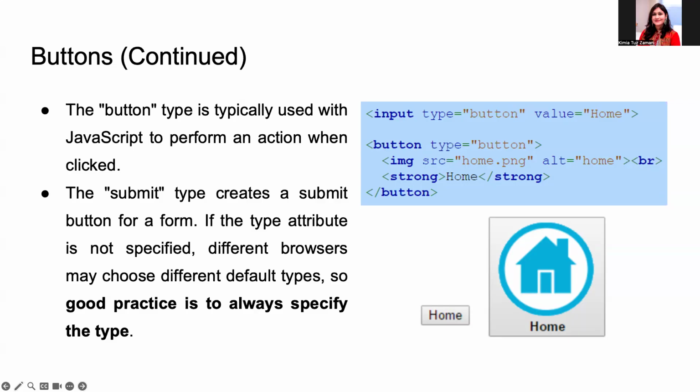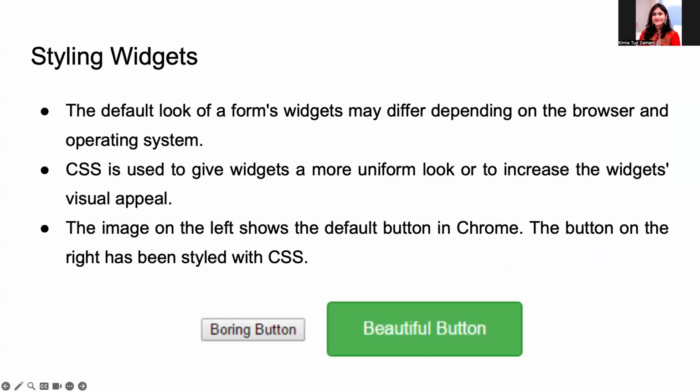If you don't explicitly set the type, browsers might use their own defaults, which could lead to inconsistent behavior. That's why it's always a best practice to specify the type clearly. In the example, the first button is created using input type button, which simply shows the text home. The second one uses the button element, which allows you to place both an image and styled text inside it, giving much more flexibility in how the button should look.